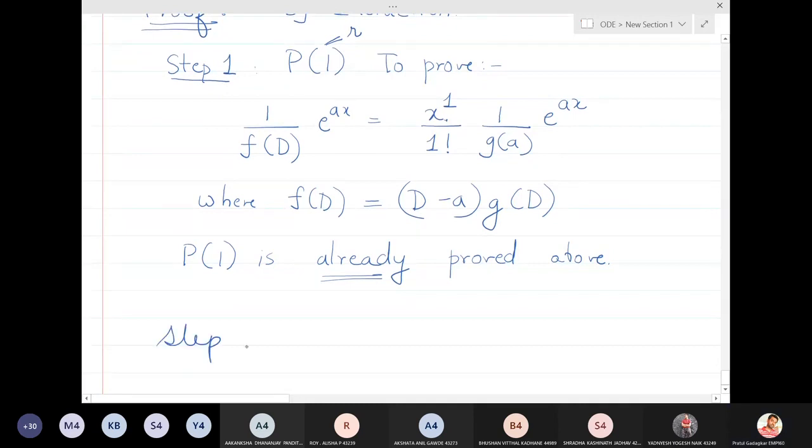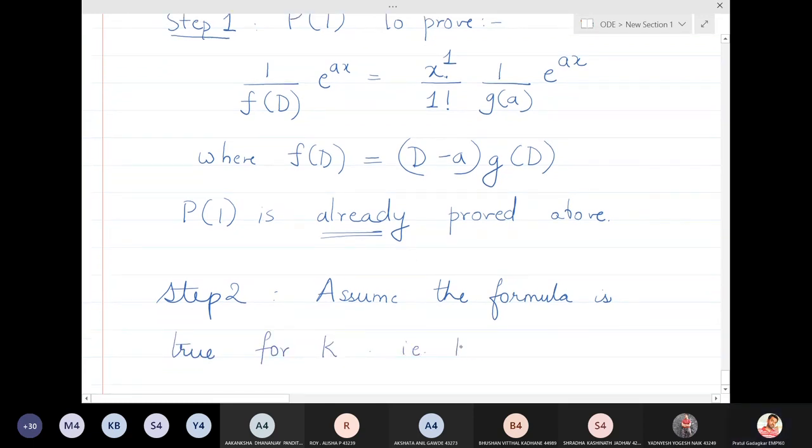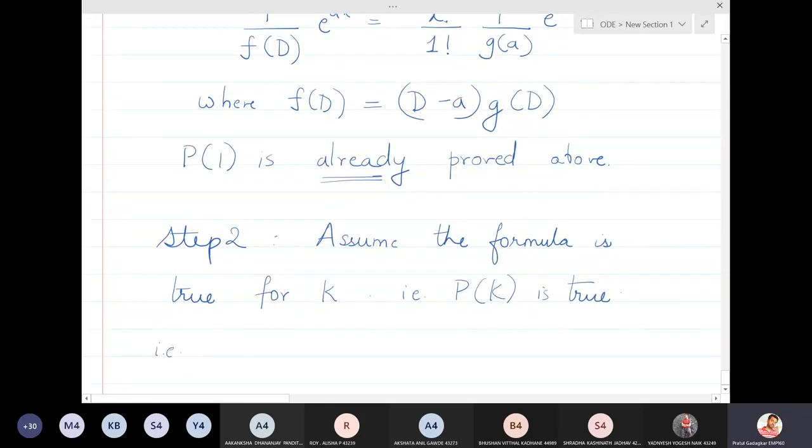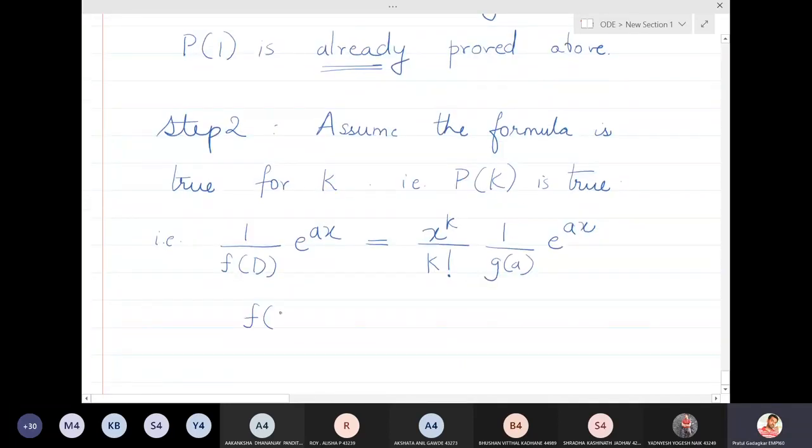Step 2. Assume the formula is true for k. That is, P(k) is true. That is, 1 upon f(D) e^(ax) is equal to x^k upon k factorial times 1 upon g(a) e^(ax), where f(D) is (D minus a)^k g(D). So assume this now. Don't prove it at all.